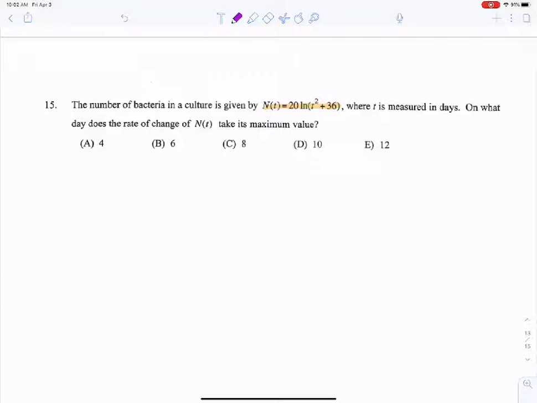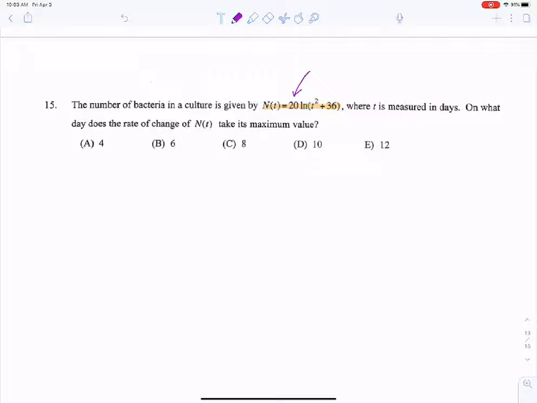First off, I think you guys would agree this right here represents a position function. So this spits out positions. The number of bacteria in the culture, yep, is given by that. On what day does the average rate of change of n of t take a maximum value?